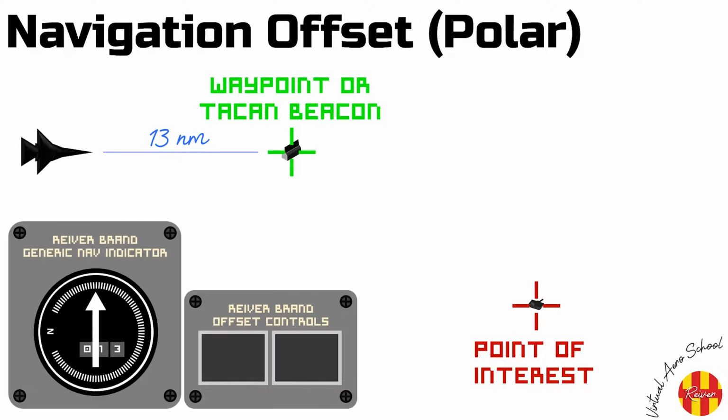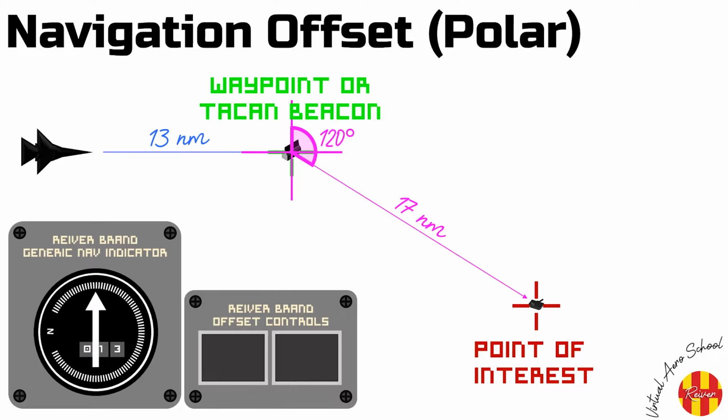For example, say we have our navigation equipment configured to direct us towards a TACAN beacon or waypoint at a known location, here marked in green. Our navigation instruments are directing us towards the known location. However, the location that we are interested in finding, perhaps a target or a final approach fix, is located elsewhere, without a TACAN beacon or waypoint, here marked in red.